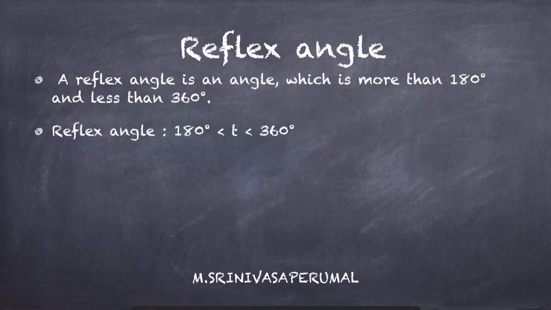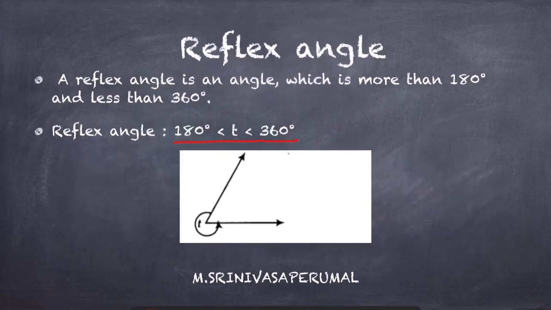Next one, a reflex angle. A reflex angle means more than 180 and less than 360 degrees. So the range is 180 to 360 degrees. Consider any angle more than 180, not the interior but the exterior angle. More than 180 and less than 360, this angle is called a reflex angle.